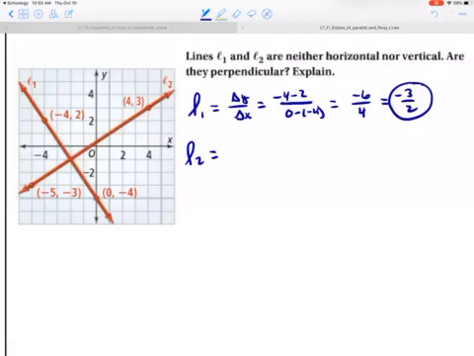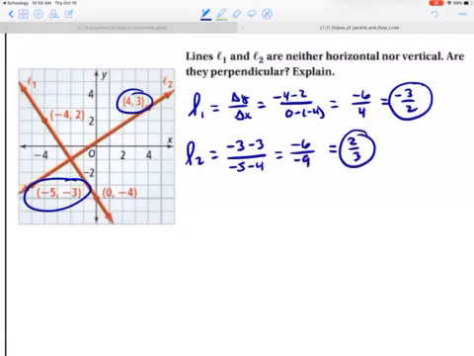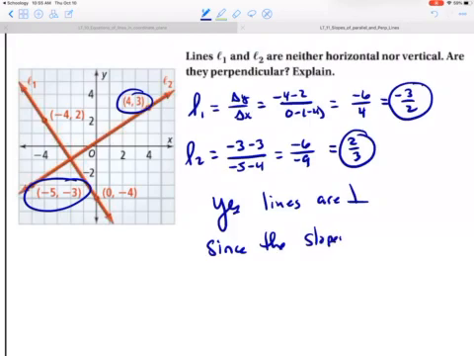L2 is, I'm going to do change in y over change in x, using these two points, -3 minus 3 over -5 minus 4, which is going to be -6 over -9, which is 2/3. So I'm analyzing these two slopes, 2/3 and -3/2. I can see that the slopes are negative reciprocals. So yes, these lines are perpendicular, since the slopes are negative reciprocals.